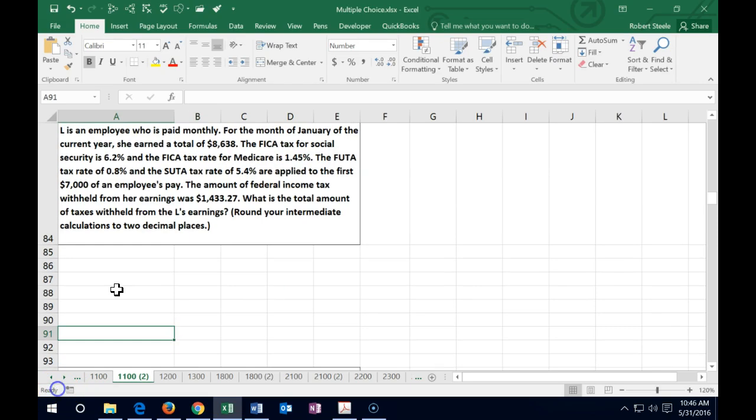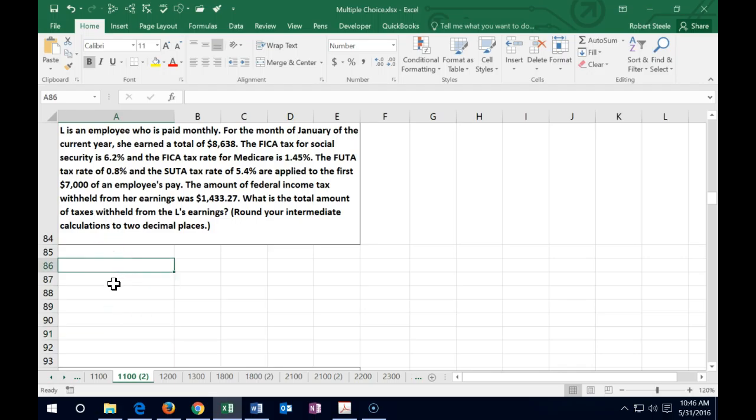Next one says that L is an employee who is paid monthly. For the month of January of the current year, she earned a total of $8,638. The FICA tax for Social Security is 6.2%, and the FICA tax for Medicare is 1.45%. The FUTA tax is 0.8%, and the SUTA tax rate is 5.4%, applied to the first $7,000 of the employee's pay. The amount of federal tax withheld from her earnings was $1,433.27. What is the total of taxes withheld from L's earnings?